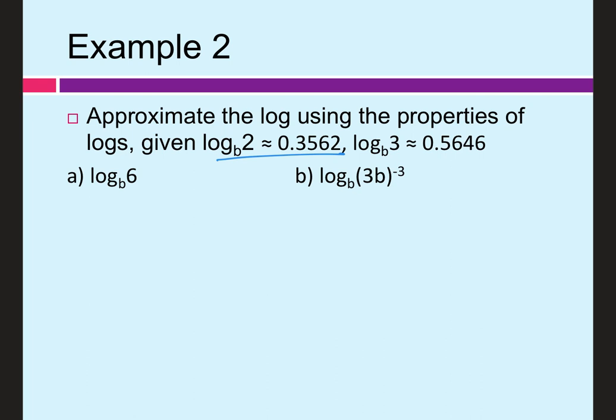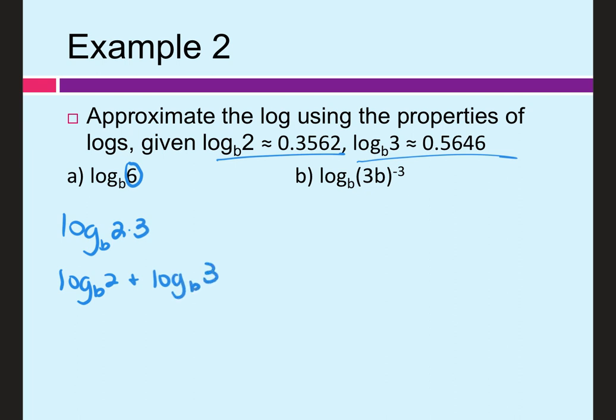Log base b of 2, and I do know log base b of 3. So the first challenge here is rewriting what we're given in terms of 2s and 3s. So how can I break 6 down into something with a 2 and a 3? 6 would be the same as 2 times 3, right? So this would be log base b of 2 times 3. And if I have a product, how do I expand that out? Add them. So it'd be log base b of 2 plus log base b of 3.